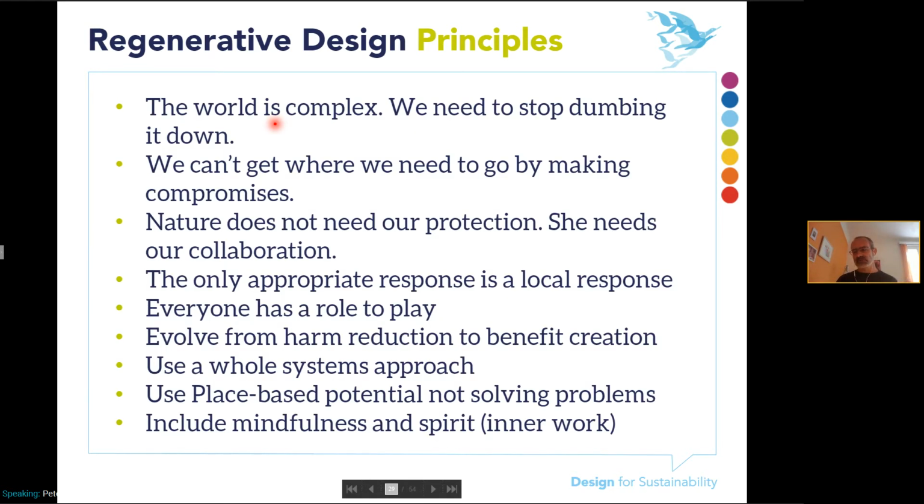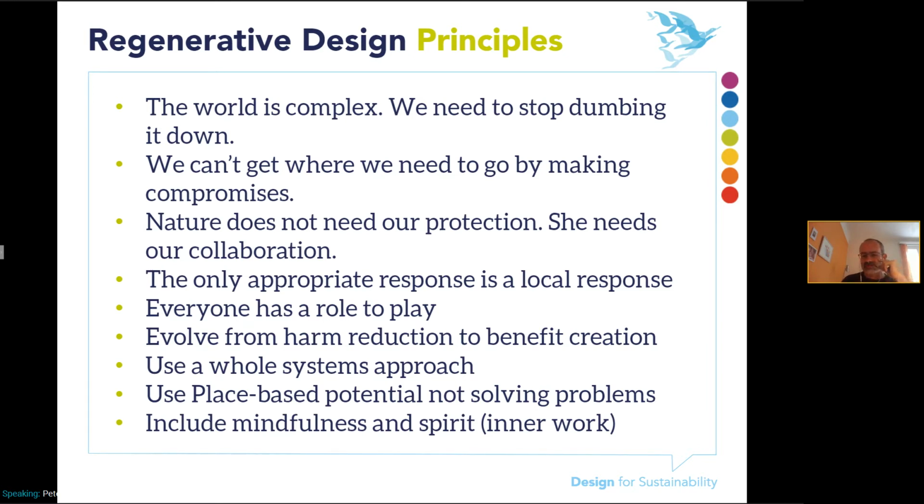A few of the principles which some people have been coming up with over the years out of experience: the world is complex. Stop dumbing it down. That's something which unfortunately happens in a lot of places too often. And we can't go where we need to go by making compromises. And I will talk about that in a minute again. And important to understand, nature doesn't need our protection. She needs our collaboration.